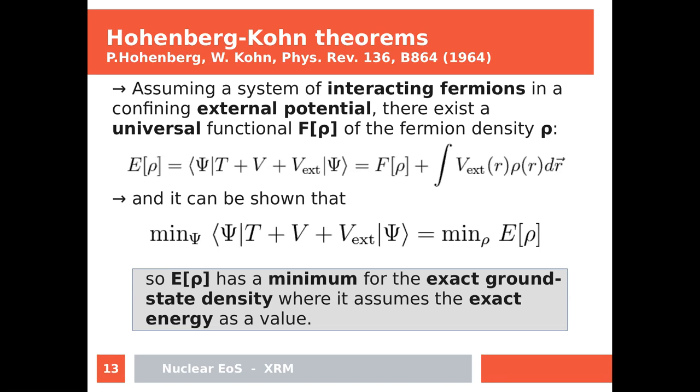So the Hohenberg-Kohn theorems, as you know very well, tell you that a universal functional of the density, when you have an interacting system of fermions, exists, and that this functional of the density has a minimum for the exact ground state, where it assumes the exact energy as its value. So this is very nice, but it's telling you nothing actually. It's telling you it exists.